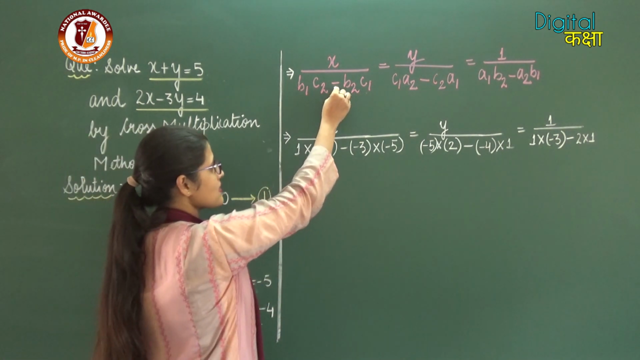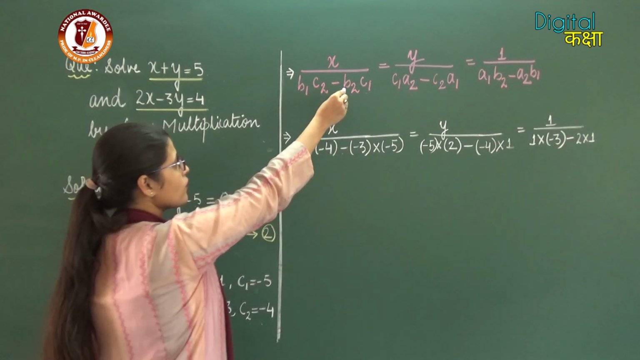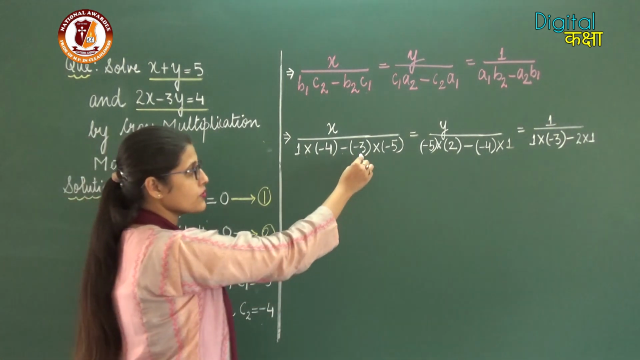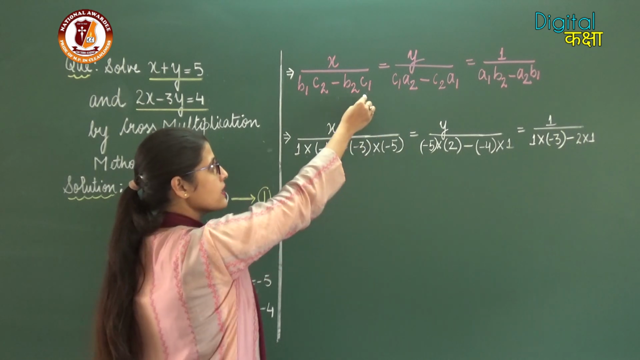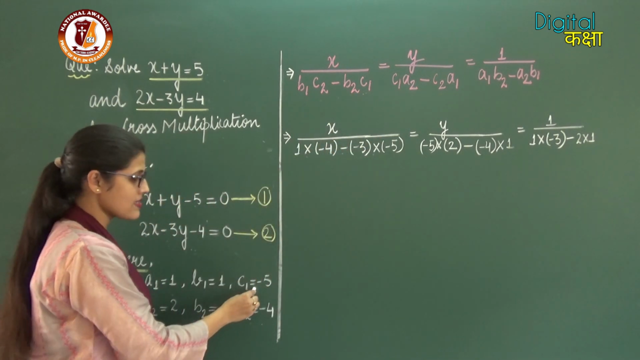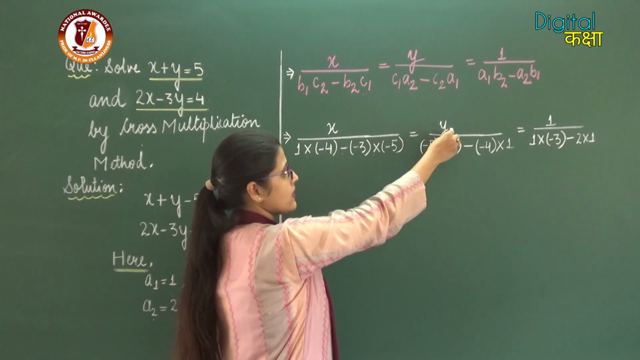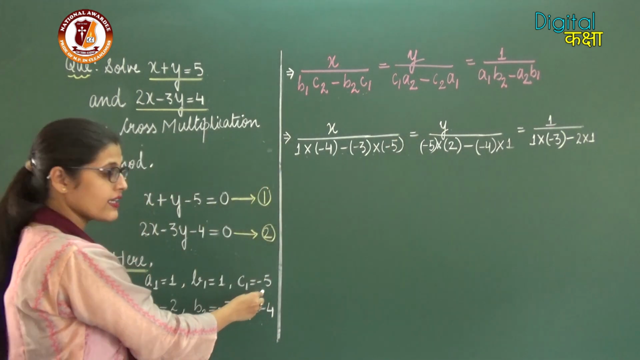Again, there is a minus sign in the formula. We have written it as it is. The value of b2 is minus 3, so we have substituted in place of b2 minus 3 multiplied by the value of c1, which is minus 5, equals to y upon the value of c1, which is minus 5.